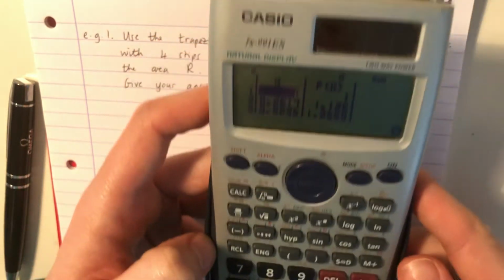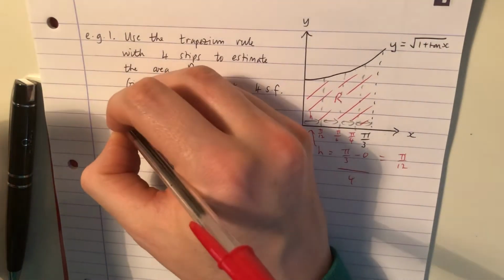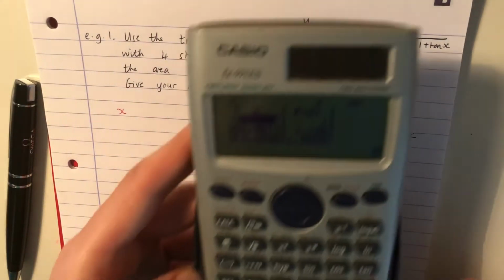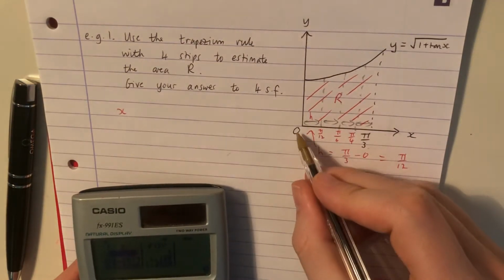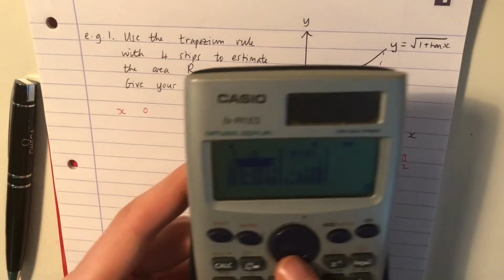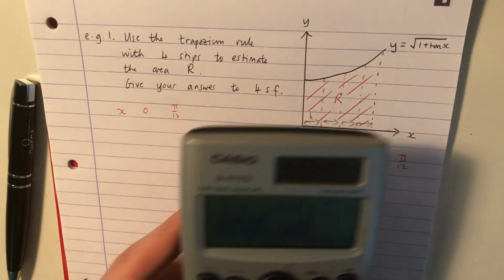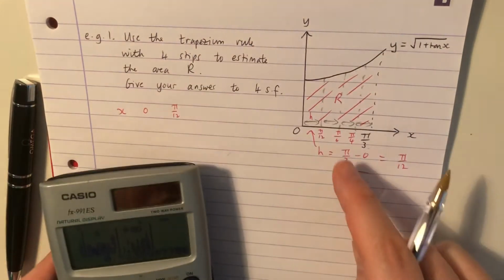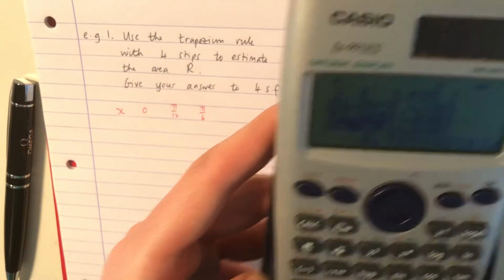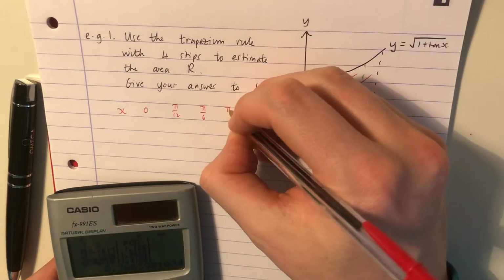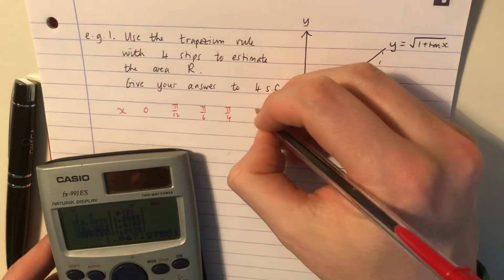I get this table, and this is a table I'm actually going to copy out as part of my workings. So you get x values going down. I'm going to write them as a row rather than a column. So the x values would be 0, this is the decimal version of pi by 12, this is the decimal version of pi by 6, decimal version of pi by 4, and finally the decimal version of pi by 3.